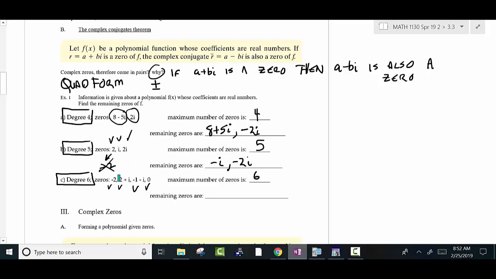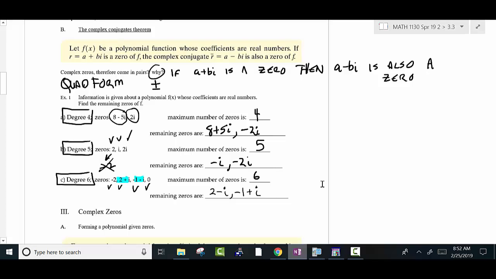Okay. So the complex conjugate theorem just says that these things come in pairs. So you would also have 2 minus i, and then you would have negative 1 plus i like that. Okay. So that's the idea. All right, that's real simple. That's the complex conjugates theorem.